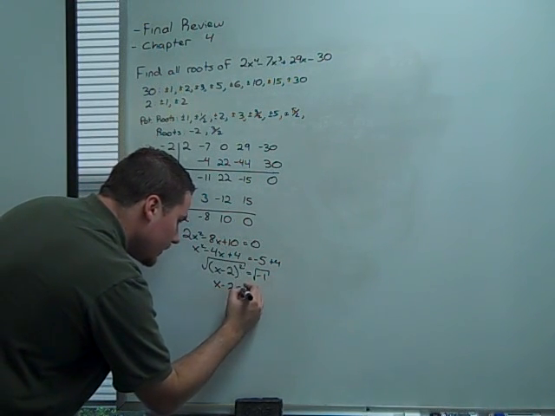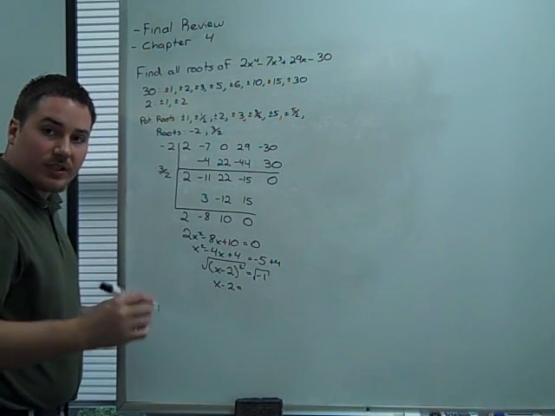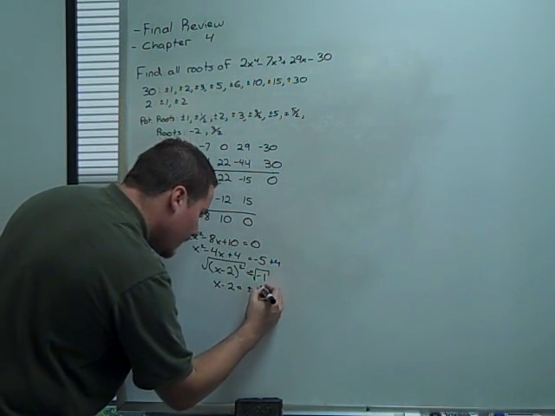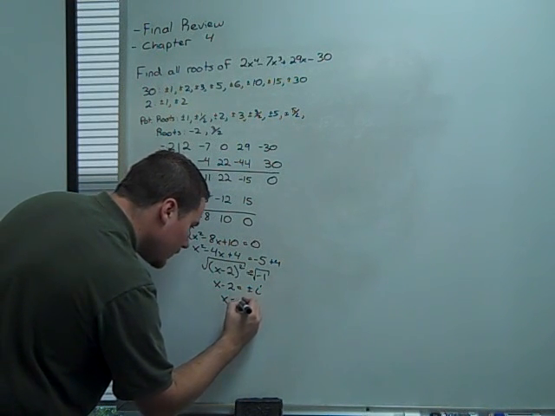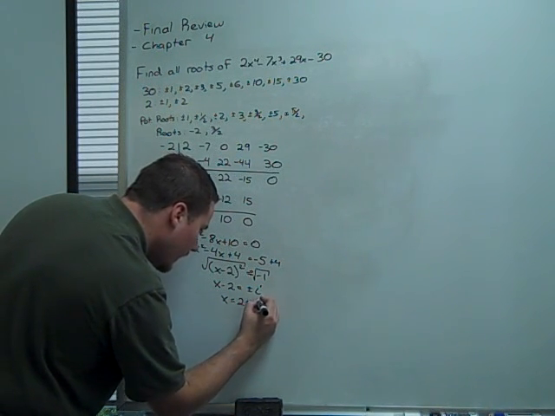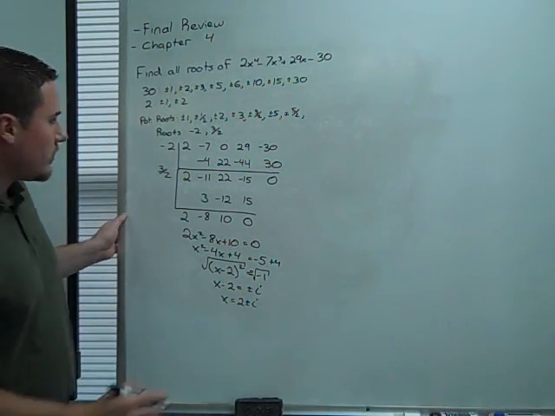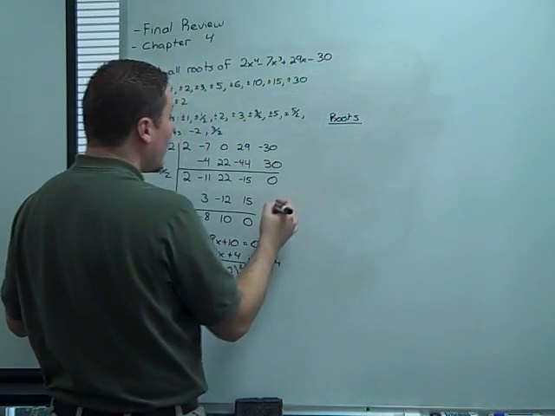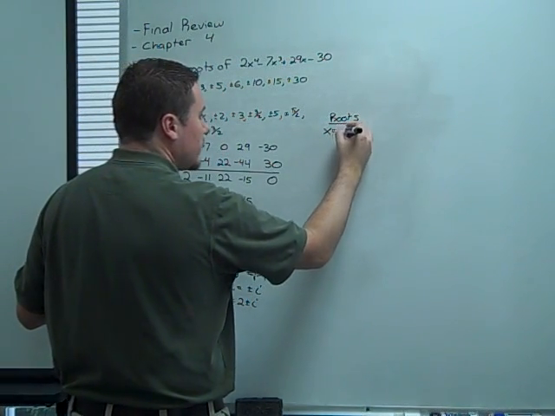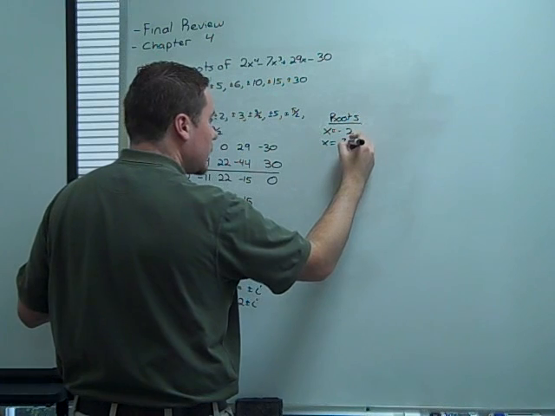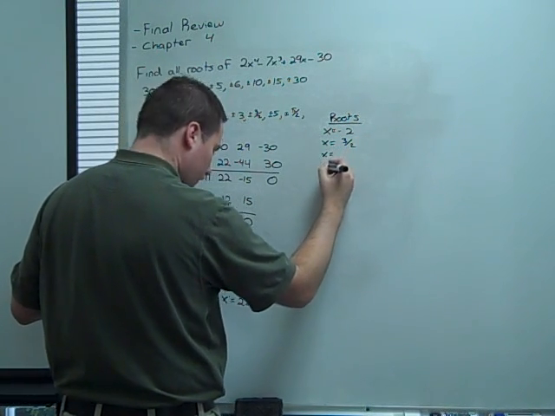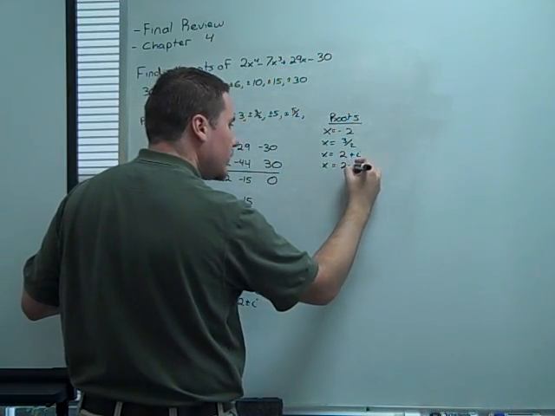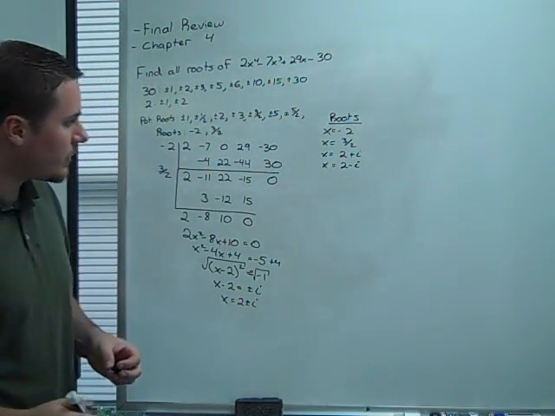X minus 2 is equal to the square root of -1, which is i. And I forgot my plus or minus. Plus or minus i. So my final answer is x equals 2 plus or minus i. So the 4 roots are x equals -2, x equals 3/2, x equals 2 plus i, and x equals 2 minus i. 4 roots, 4 and x to the 4th.